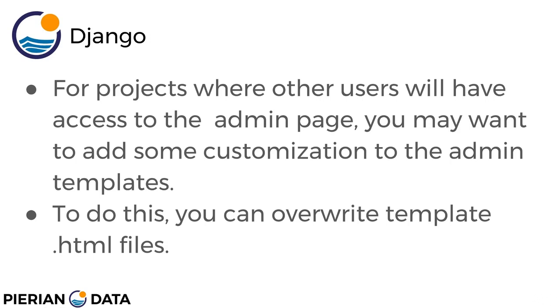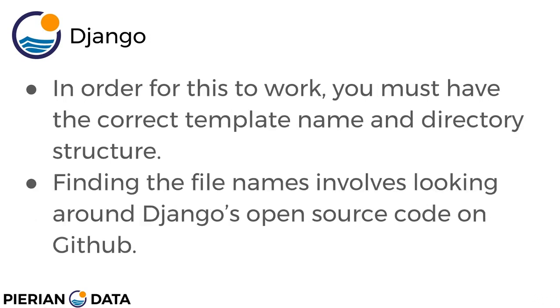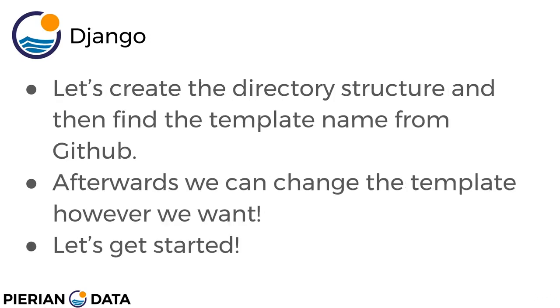So to do this, you can overwrite template HTML files that are associated with the admin pages. In order for that to work, you must have the correct template name and directory structure. Finding the correct file names involves looking around Django's open source code on GitHub. So what we're going to do is create the directory structure and then find the template name from GitHub. We'll walk you through the whole process. Then afterwards, once we have that template, we're going to essentially copy and paste that HTML file into our code and change the template however we want.